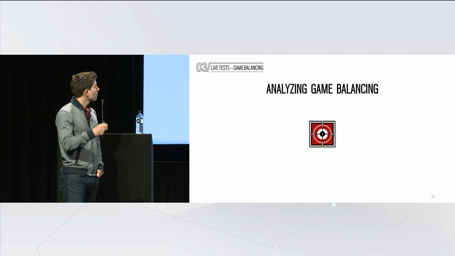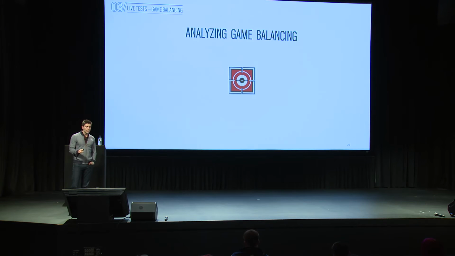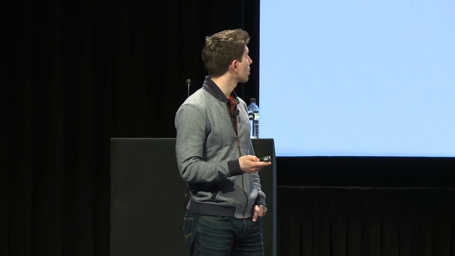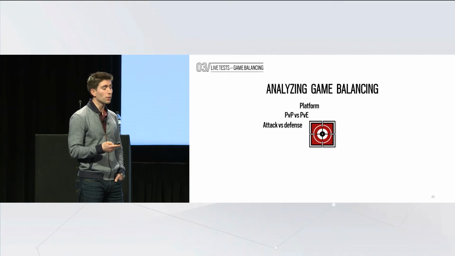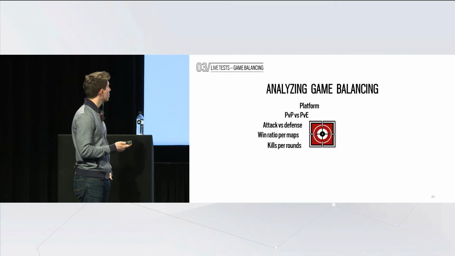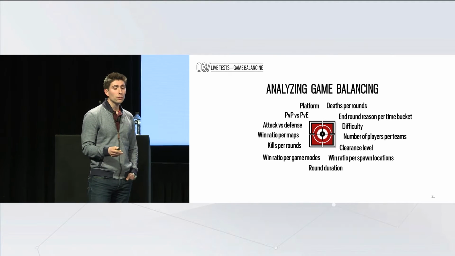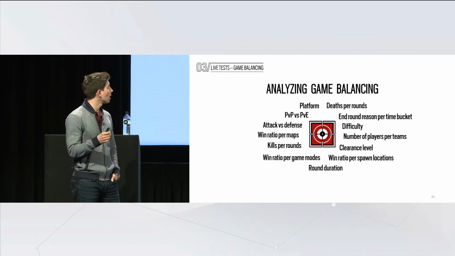Now, you have all the tracking in place, you do your live test, you collect a huge volume of data. If I'm going back to the game balancing objective that we have, our challenge, how do we tackle that? What do we do when analyzing balancing? Well, you have to look at every level of detail present in your game. So we looked at platform. We wanted to see how PC players were doing in comparison to console players. We looked at PvP versus PvE players. We looked at attack versus defense. We looked at win ratio per map, kills per round, win ratio per game mode, round duration. We looked at a bunch of things, and you get the point.